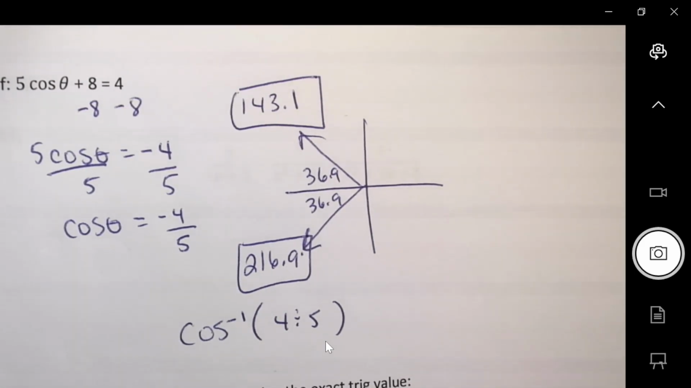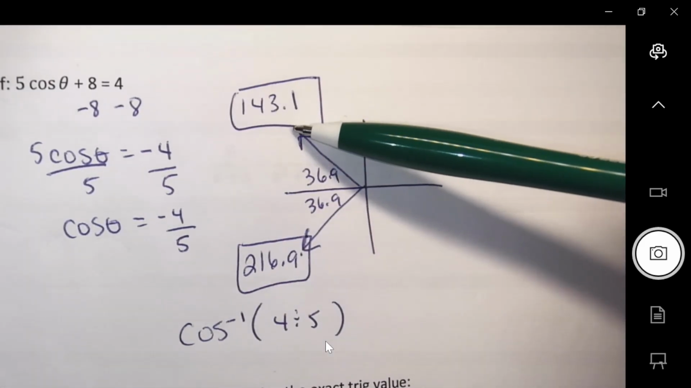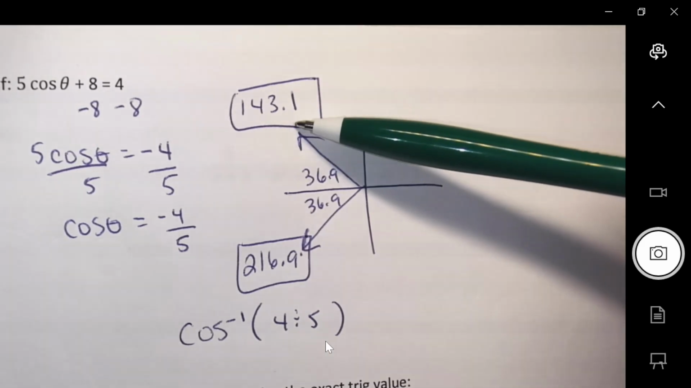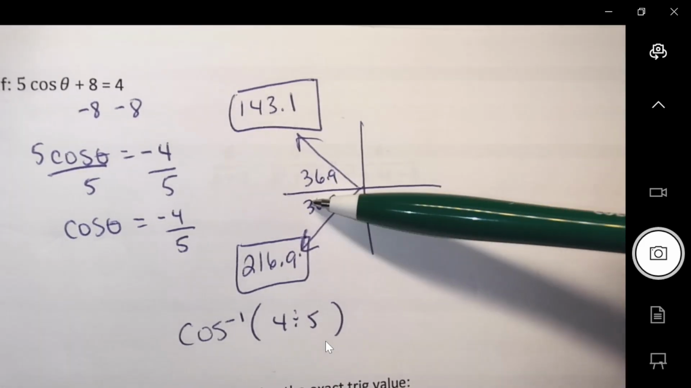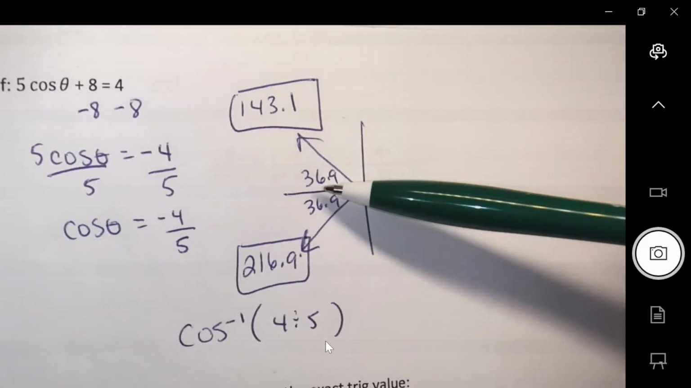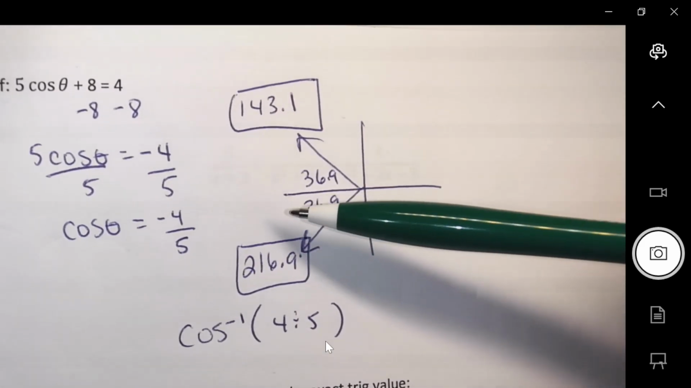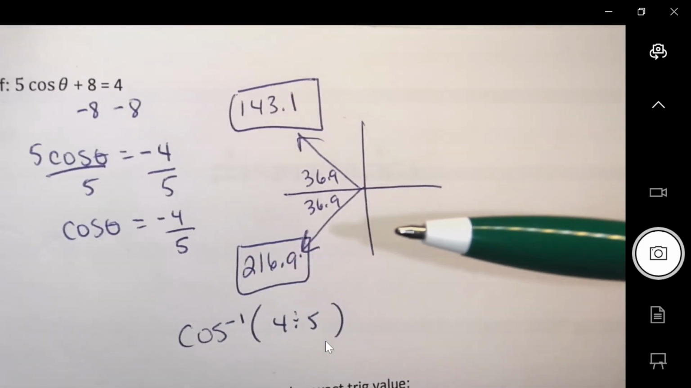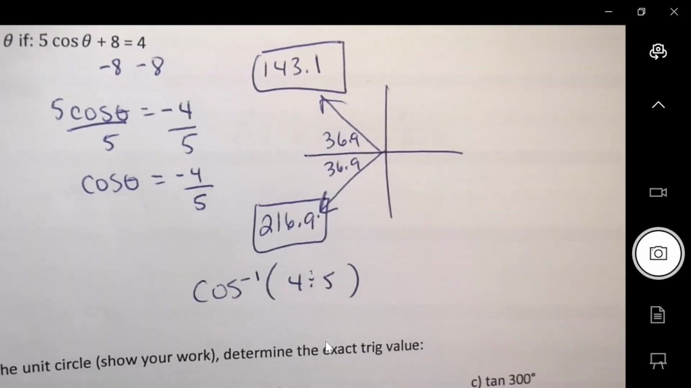Make sure your answers make sense. Sometimes I get somebody who answers me 200 in this quadrant. Does that make sense to you, that 200 would be there? No. This angle has to be between what and what as a number? 90 and 180. Whatever it is, between 90 and 180 somewhere, right? Okay.